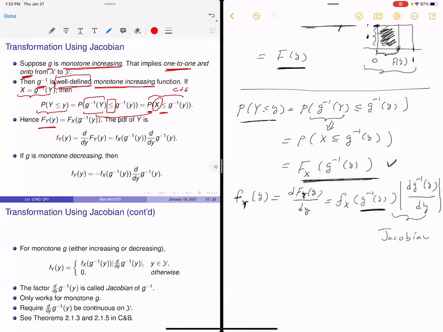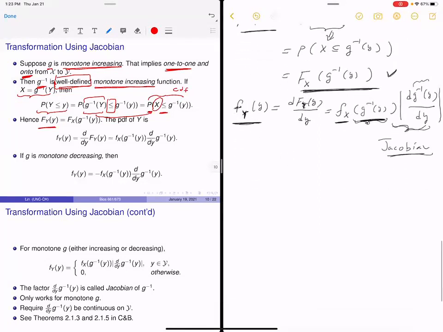Good. Then the Jacobian method is nothing but doing this. I find the inverse function and plug it into the original PDF. Then, having the inverse function right here, I take the first derivative to get the Jacobian. That gives you the new PDF, the PDF of the new random variable. Sounds good?